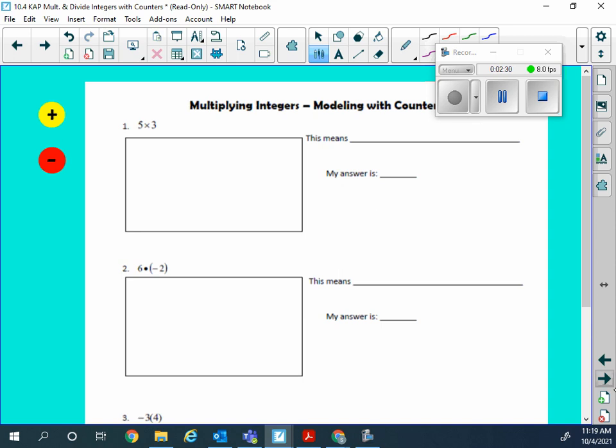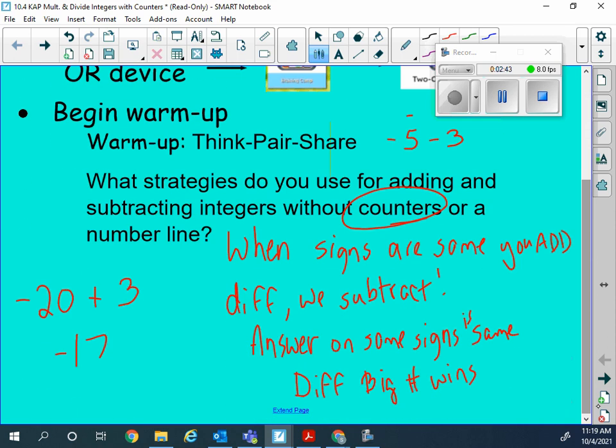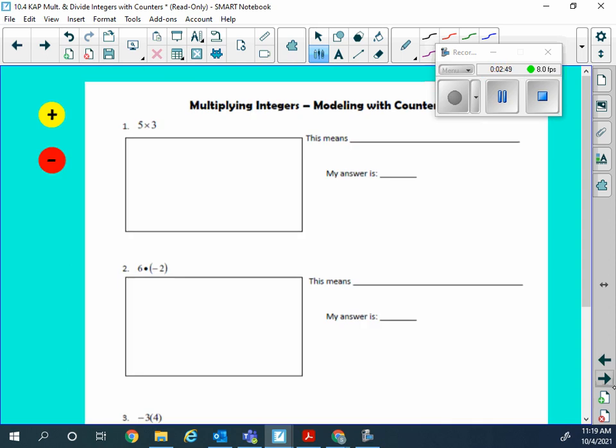Today, we are going to be talking about multiplying and dividing integers using a model, okay? And I'm just going to put this out there that this can get a little bit confusing with the models. So I promise at the end, we're going to come up with basically something like this, but for multiplication and division, okay? So just hang with me on these models.